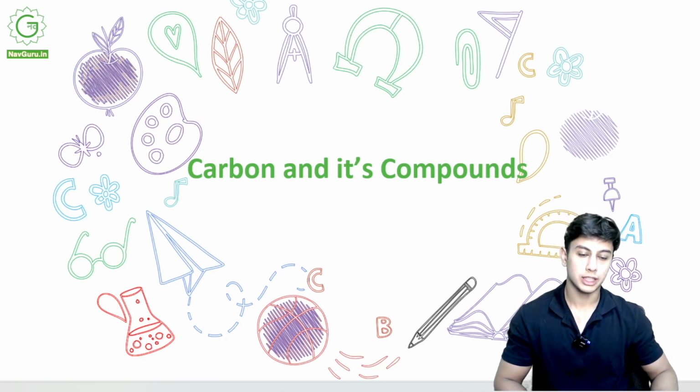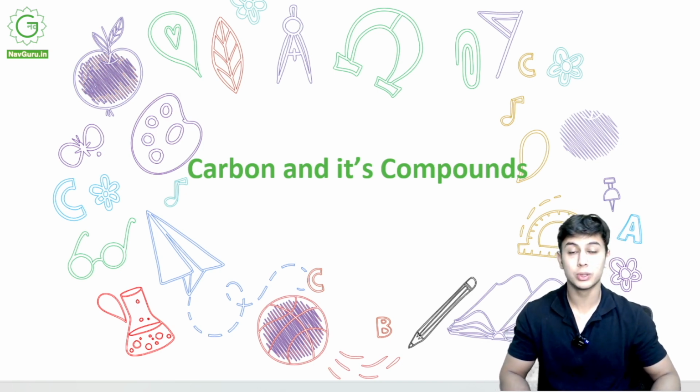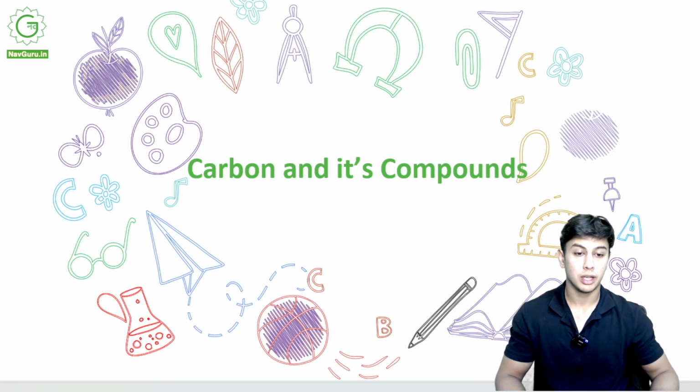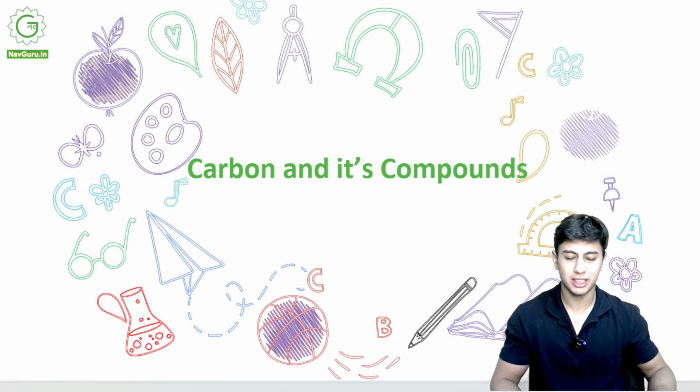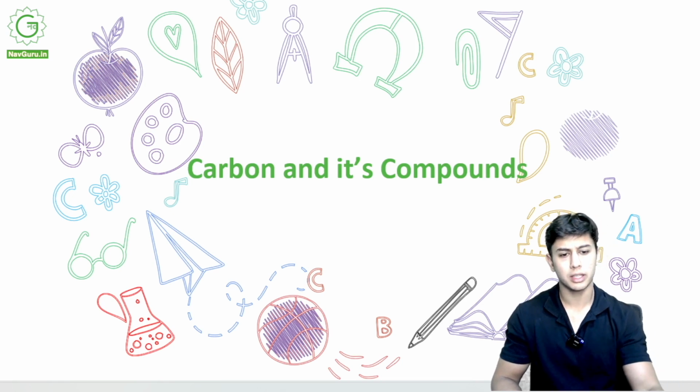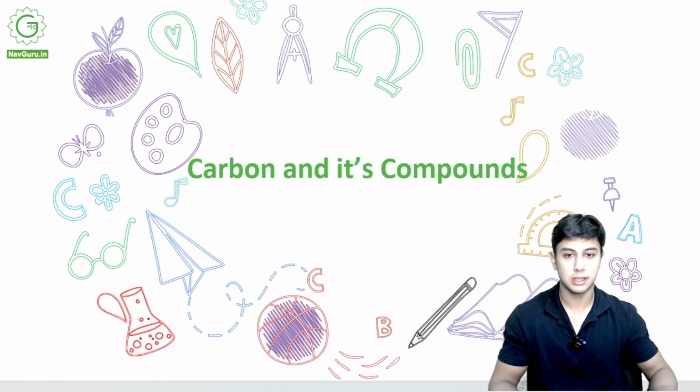Naturally occurring things, our life is carbon based. We consume food that is carbon based. Every body part of us is carbon based, even our hair, everything is carbon based. So carbon also occurs in various compounds on this earth.